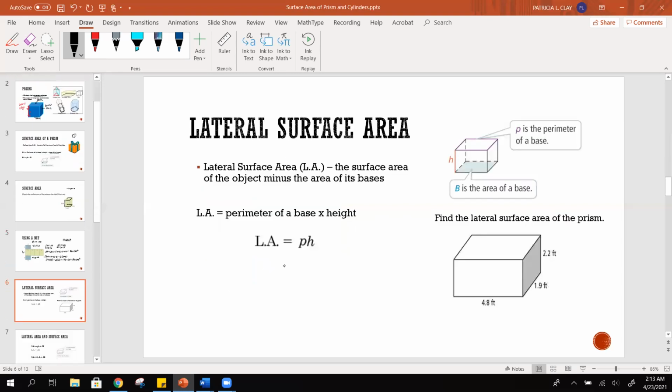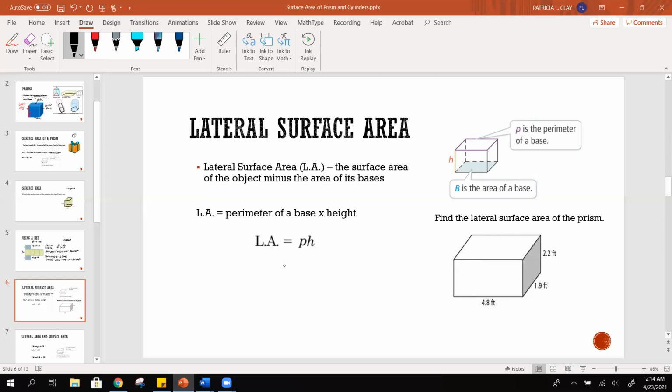Okay, the next thing we're going to talk about is lateral surface area. How lateral surface area differs is that it is the surface area of the object minus the area of the bases. So this time we're not including the bases. We're taking them off when we do our calculations. So here's our little formula, and we can say LA for short.